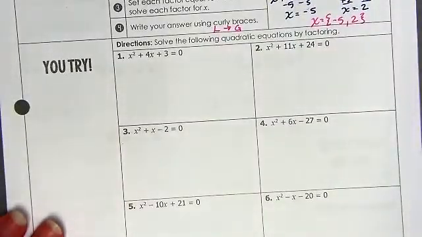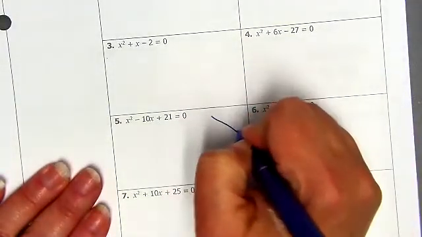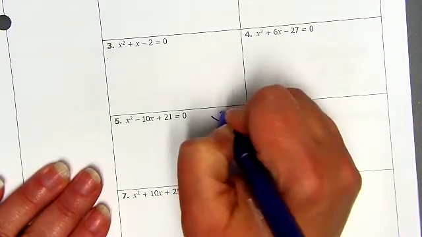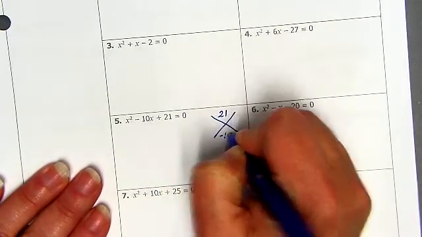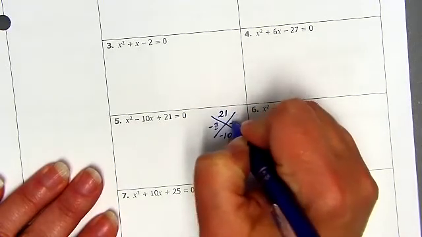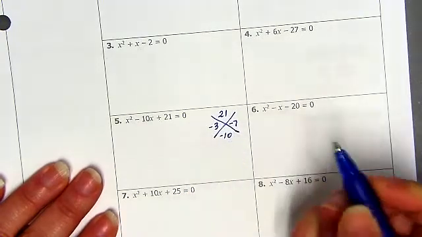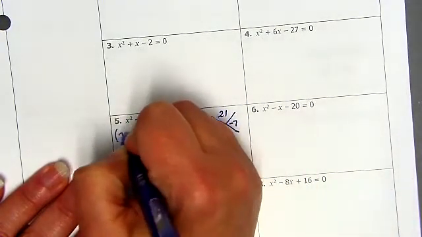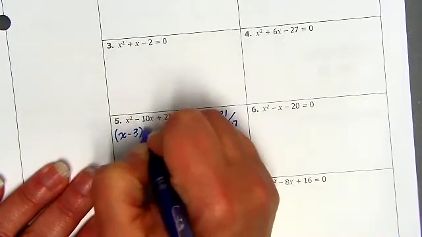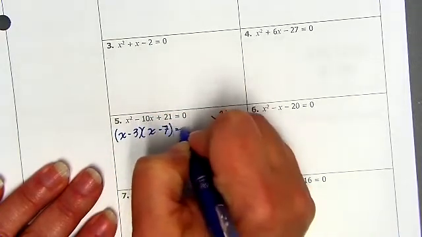Okay, so we're going to jump down to number 5, and we're factoring. So we do the product sum. The product is 21. The sum is negative 10. So those are going to be negative 3 and negative 7 because it has to multiply to a positive 21, but add to equal a negative 10. x minus 3 times x minus 7 equals 0.